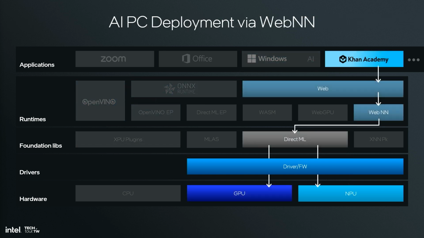Lastly, Khan Academy. I didn't normally think of Khan Academy as a target for AI on a PC. They actually use the web interface, and they're using basically voice to text to drive their web experience. So in that case, it goes through TensorFlow Lite, through a platform called WebNN, which goes through DirectML, driving through our stack down to both the NPU and the GPU.